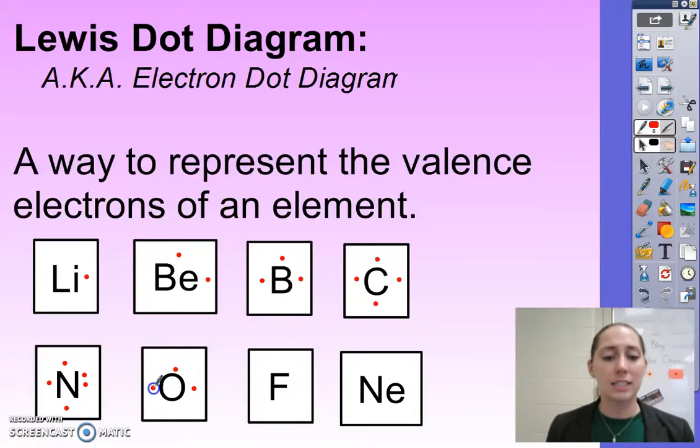Oxygen has 6 valence electrons because it's in group 16, so 2 of them will have to pair up. Fluorine's in group 17, so we get those 7 valence electrons. And then neon is in group 18, and it gets those 8 valence electrons. And yes, you might notice I'm doing them around and doing them one at a time. This is what you should do. That way you're not accidentally pairing things up that you don't want to.